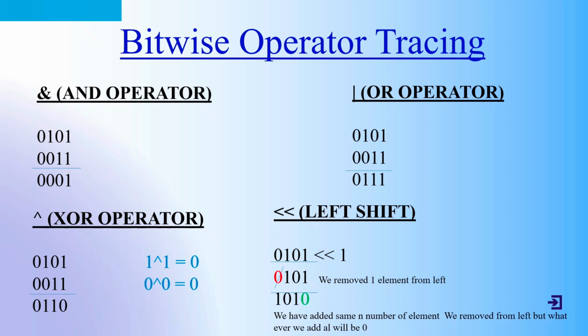So we can see first in 5, in 2 power 0 position we have 1, and for 3 also we have in 2 power 0 position 1. So 1 and 1 will give us 1. In 2 power 1 position for 5 we have 0, but for 3 we have 1. 0 and 1 should always be 0. For 2 power 2 position for 5 we have 1, but for 3 we have 0. So 1, 0 is 0. 0, 0 is always 0.